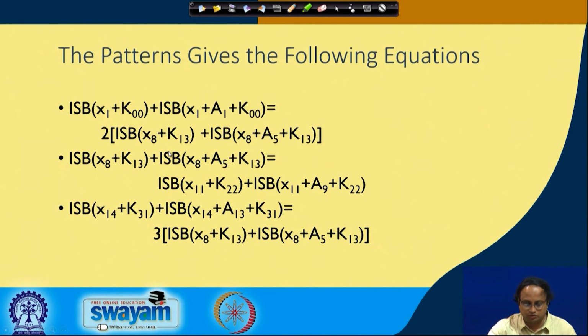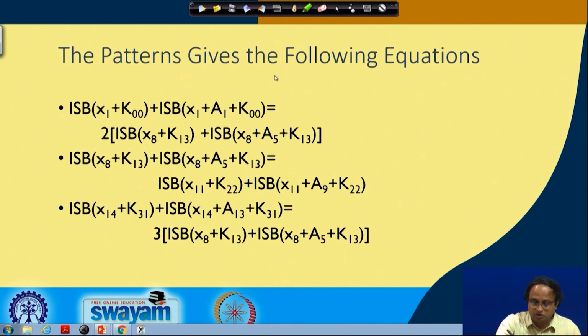For example, these are the equations here. You can see that this equation involves A1, A5, A9 and A13, as I have just mentioned. Again, this has a probability of 1 by 2 power of 24 for a wild guess of the key quartet. The key quartet here involves these keys: K00, K13, K22 and K31. These are the 4 key bytes involved, and therefore this again reduces from 2 power of 32 to 2 power of 8 values.